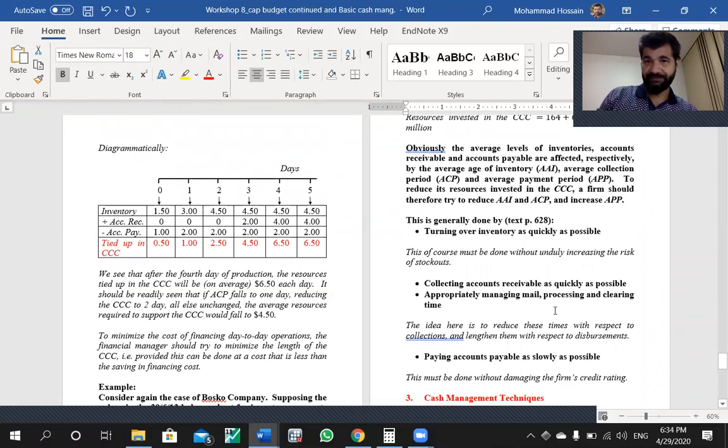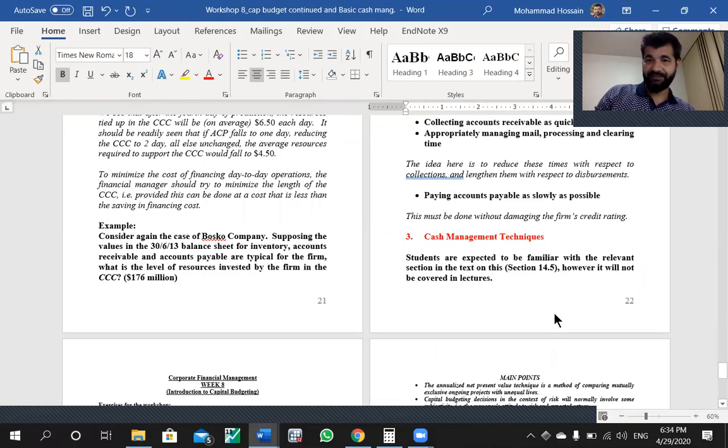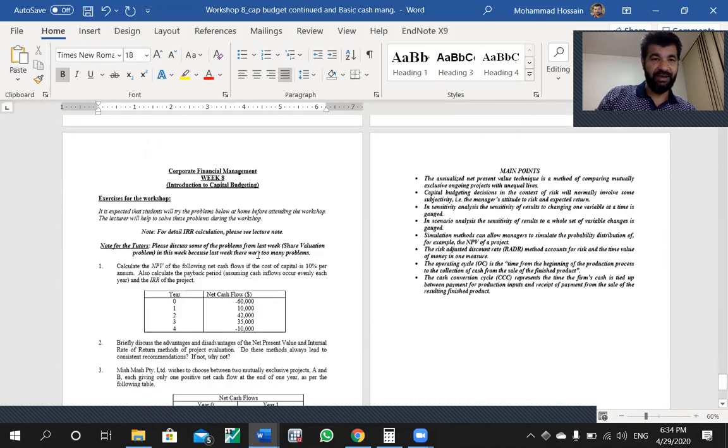Okay. The next text on this section is covered in the lecture. The cash management techniques are not actually covered in the lecture. I'll stop it in here.